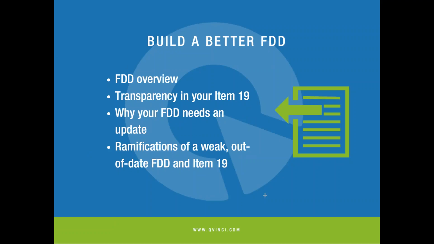So now we're going to jump in a little bit to some specifics, and from here we're going to take a look at the FDD and do an overview of that, and look into transparency in the Item 19, as well as why an FDD needs an update, why there are people listening to this webinar right now that probably need to update their FDD, and what the results of a weak or out-of-date FDD can mean to your system.